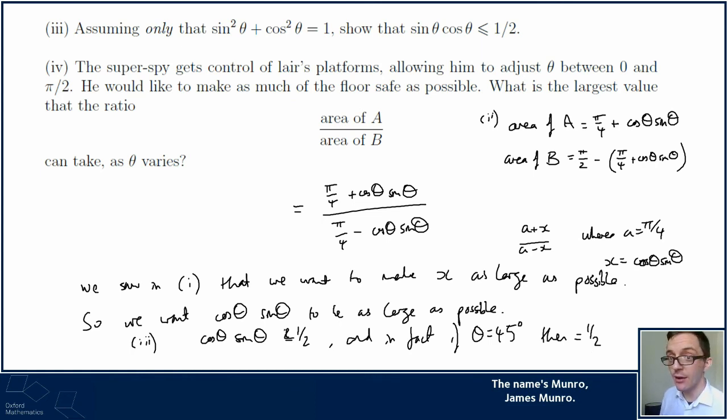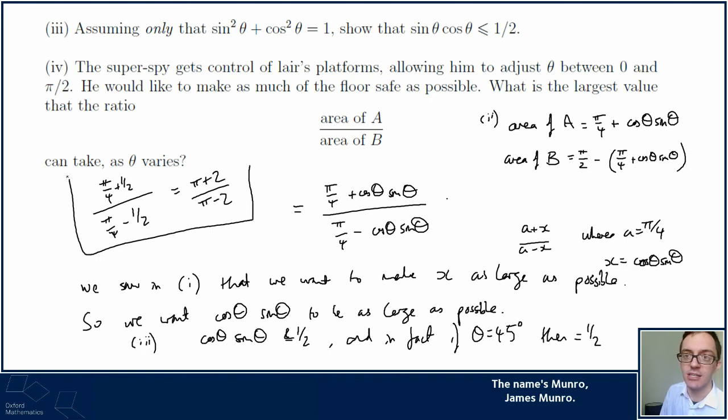Putting it all together, the biggest value is going to be, let's write it over here somewhere, less than or equal to the biggest value that it takes. Biggest value is going to be pi over 4 plus 1/2 over pi over 4 minus 1/2, plugging in the biggest value that cos theta sine theta can take, which is, simplifying that a little bit, pi over 2 pi minus 2. Fantastic. Okay, it uses every previous part of the question. It's a really neat question in the end.